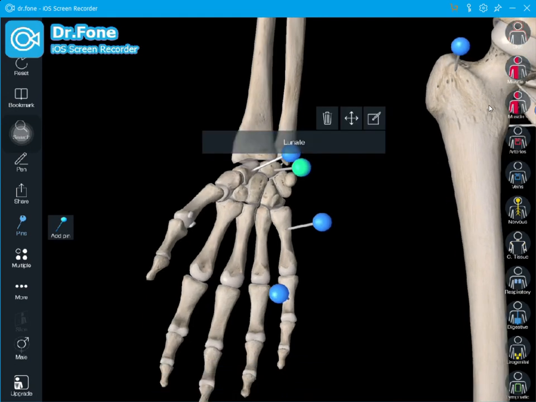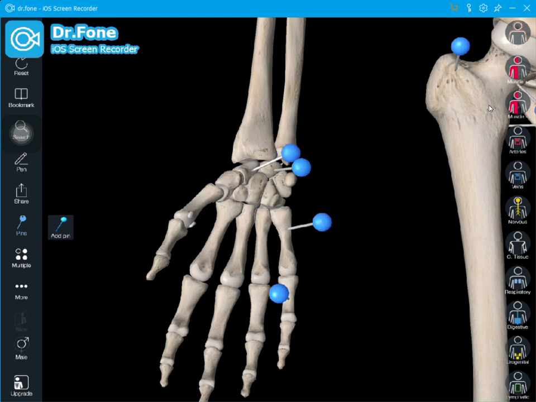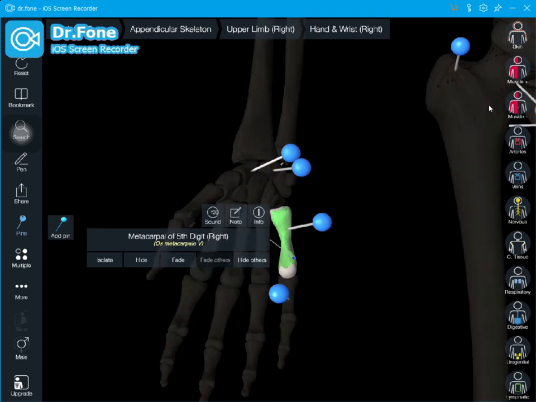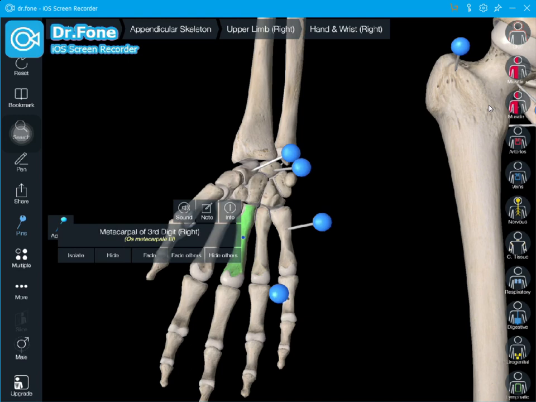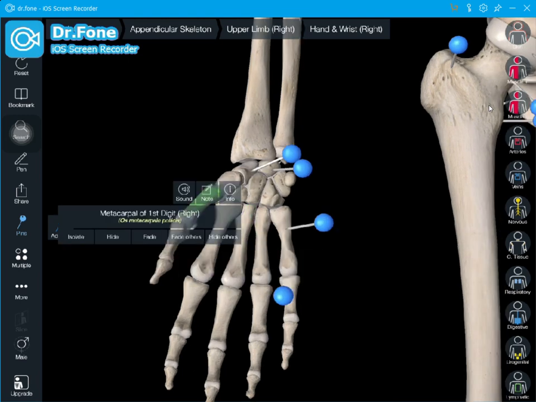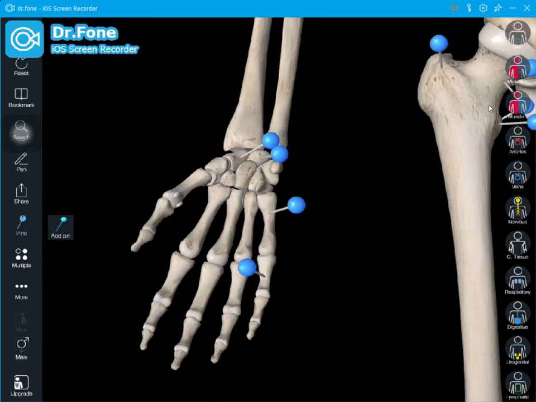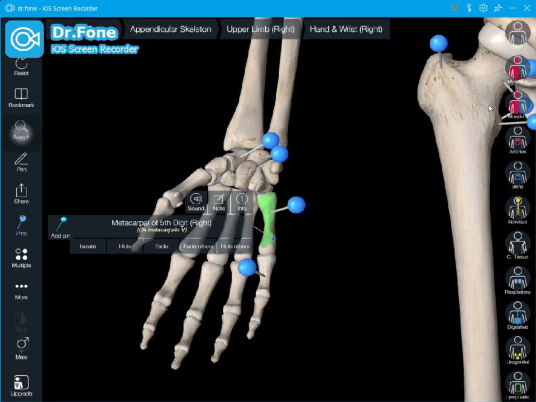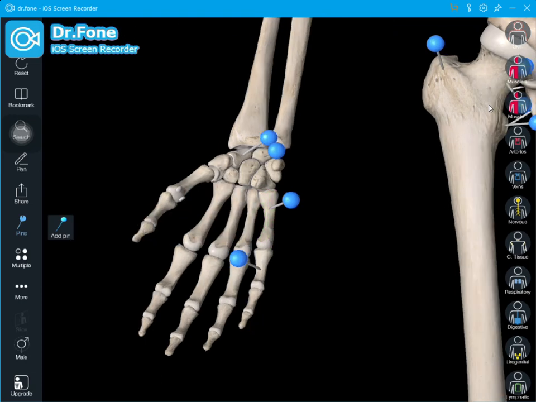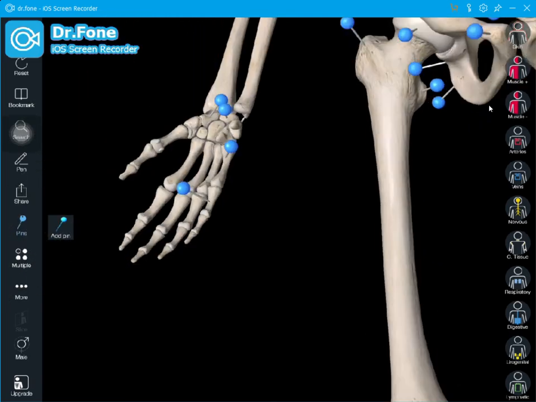And down from our lunate we have our metacarpals. All five of these, this one, that one, that one, and that one, are metacarpals, and these parts of the finger going down are the phalanges. The metacarpals describe your palm. If you can see your palm, you're looking at where your metacarpals are, basically.